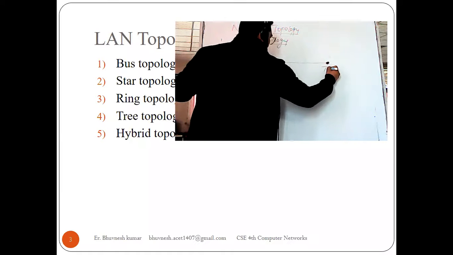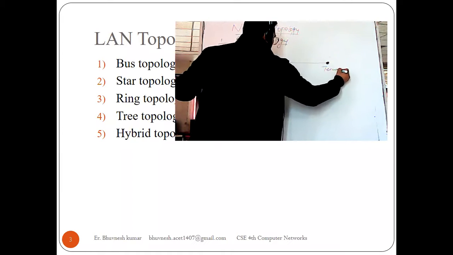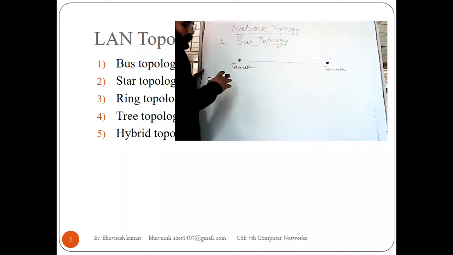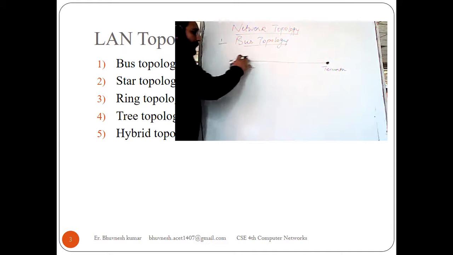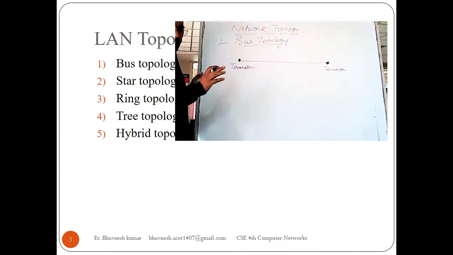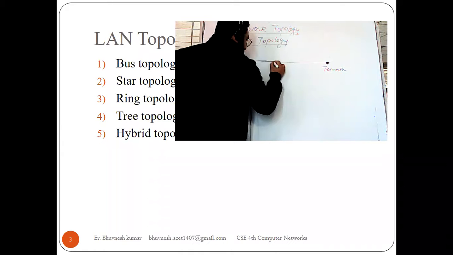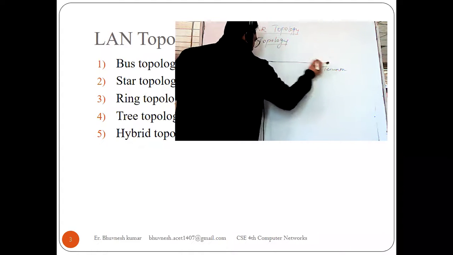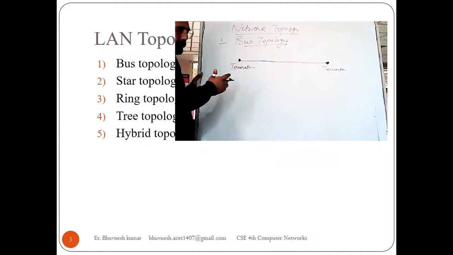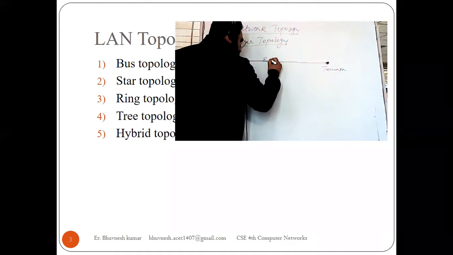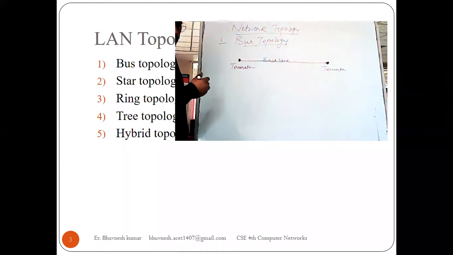Terminators means up to this limit, you can place your cable. Terminators are these two endpoints. And further, this is your cable, and this cable is called the backbone in your bus topology.